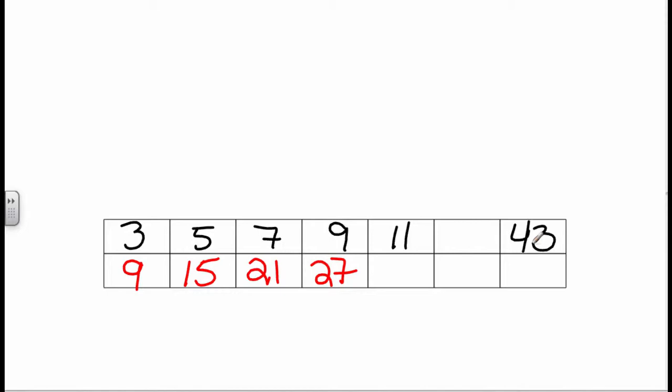I want you to help me solve it. What am I doing between the top and the bottom? I'm multiplying by 3. So by 3, by 3, by 3, so what would be the next one? 33. And so then what would be this one?